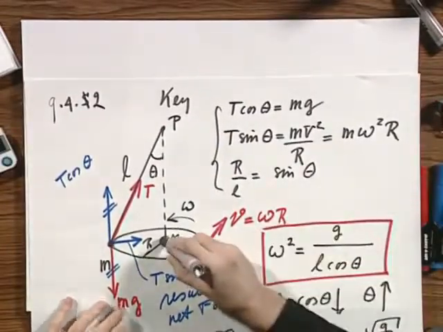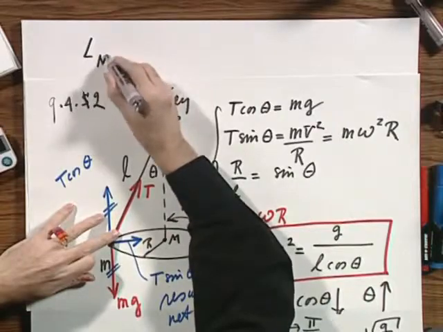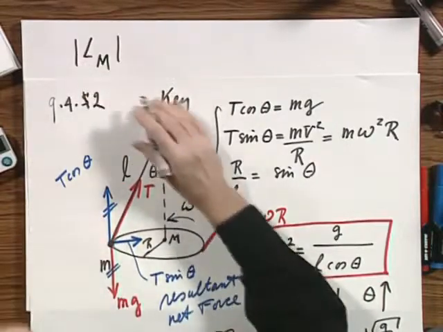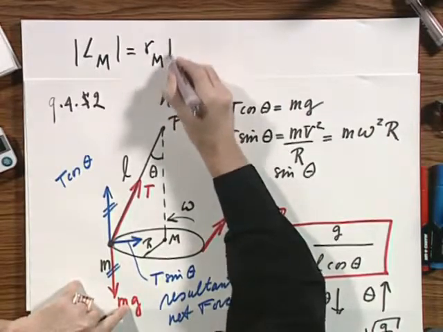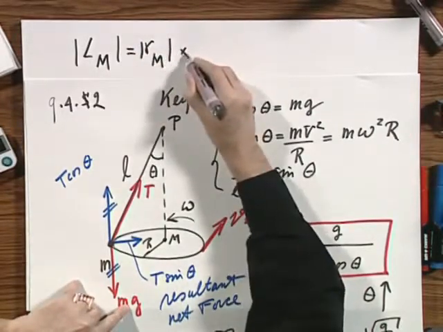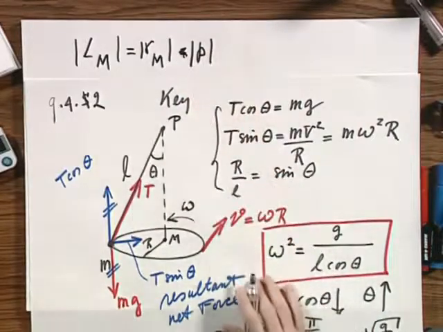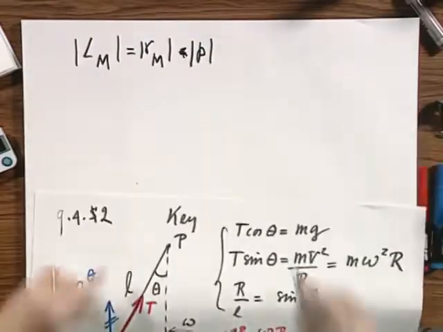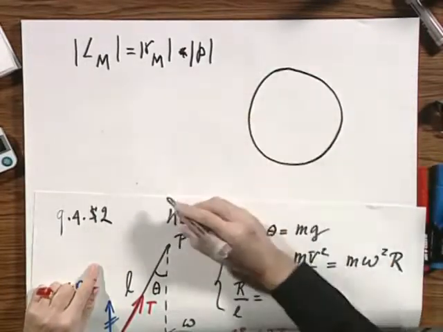Let's first go to M. What is the angular momentum relative to point M? And let's first take the magnitude. Well, that is R m cross P. Forget the cross because they are perpendicular to each other. If I make a drawing from above, here is the situation.